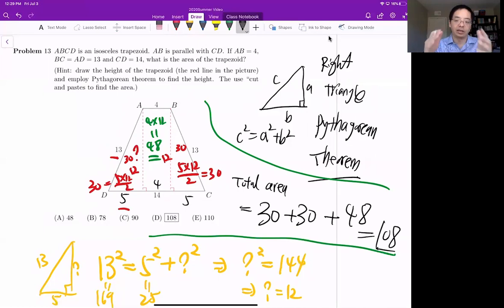So the key point is that we separate the trapezoid into 3 parts, and we need to use the Pythagorean theorem to derive the height of this trapezoid. Then we just add the 3 pieces together. It's 108.